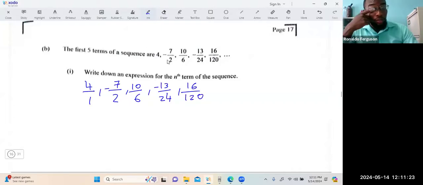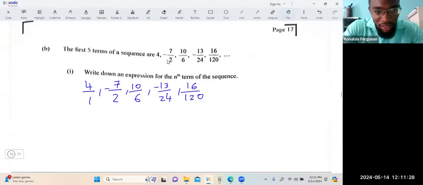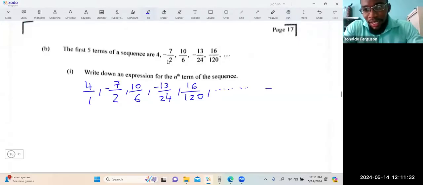In the denominator, notice that you're going up by factorials. This is 1 factorial, 2 factorial, 3 factorial. All right, so in the denominator is n factorial right there.